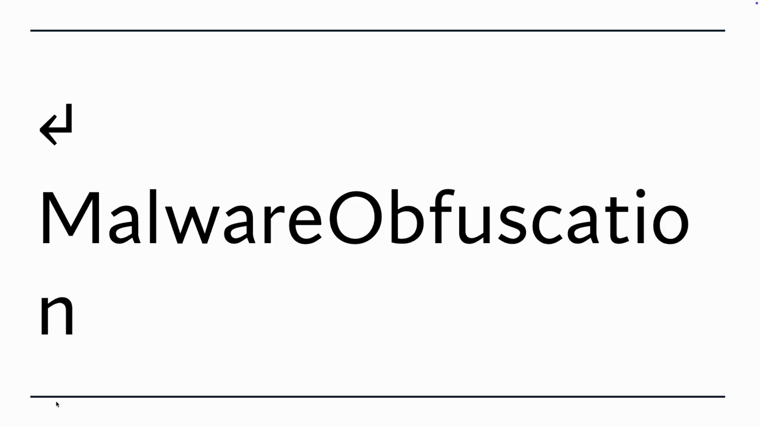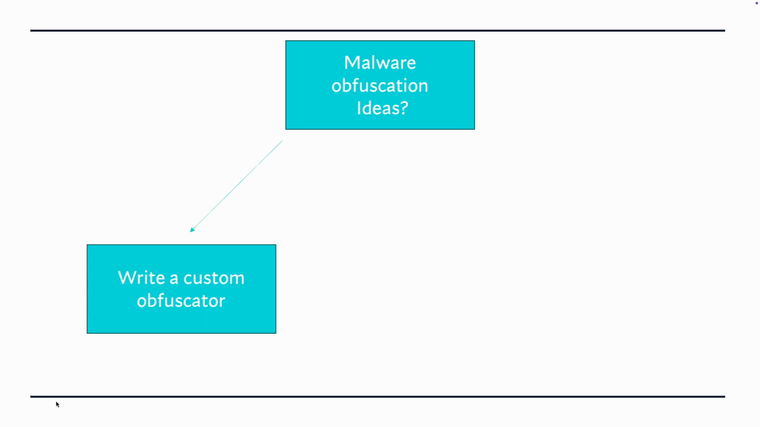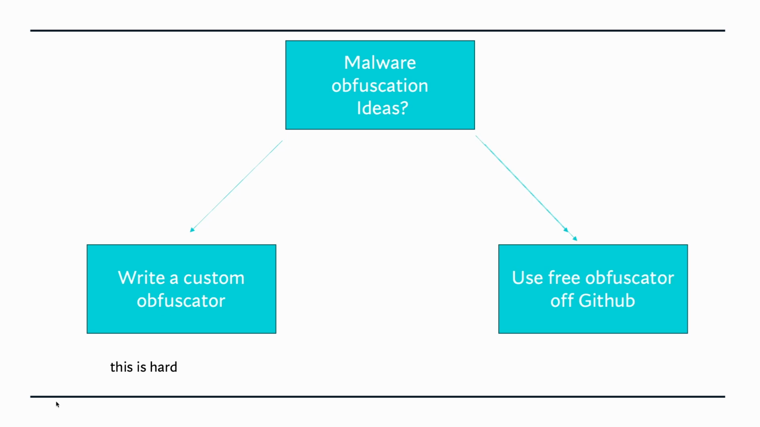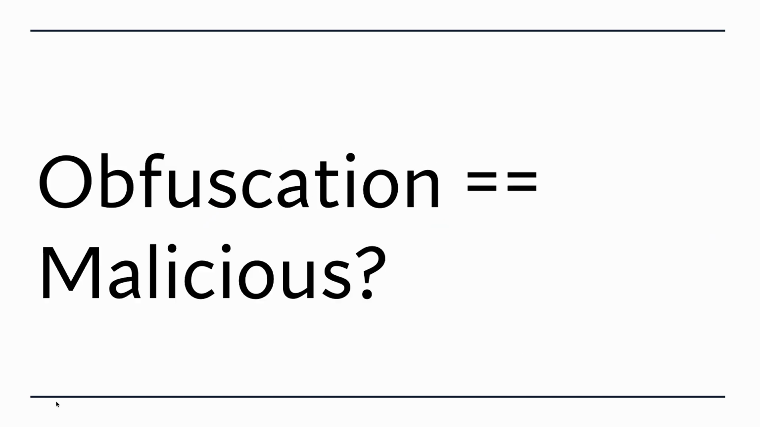So enter malware obfuscation. What are some ideas we could think of? We could write a custom obfuscator. That would be really fun, but that's hard. Or we could download a free obfuscator from GitHub. That's easy. And so what will malware developers do? They will usually just use a free one. That's really great because then you can also see the source code that they're using. Sometimes they use a custom one. Then that's really sad. We'll talk about that in the future.